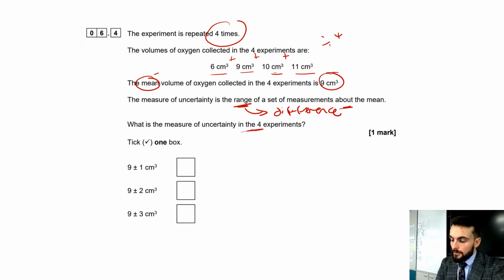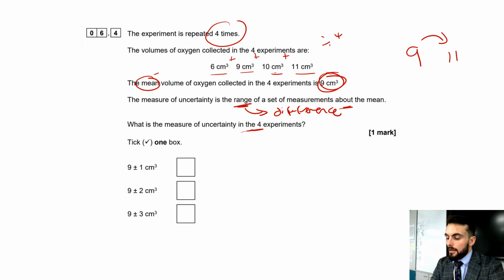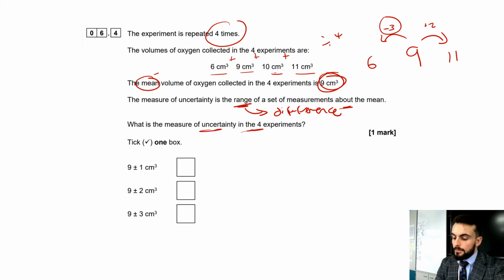So you find the mean. This is the mean, right? And then we're trying to find out how far is the range above and below the mean for these measurements that we've got. The highest one we've got is 11, and the range of that is 2. That goes up by 2. And then if we go the other way, the lowest one is 6, and that goes down by 3. So you're picking the measurement of uncertainty as plus or minus, because the biggest one is actually 3. So it's going to be 9 plus or minus 3.